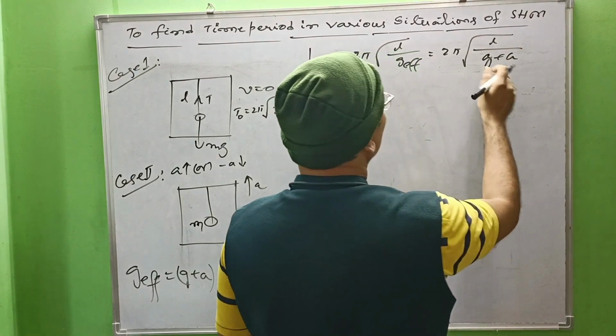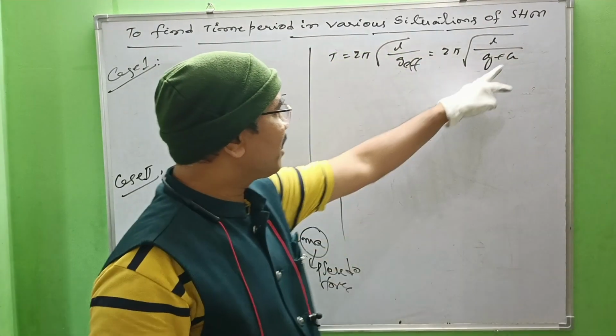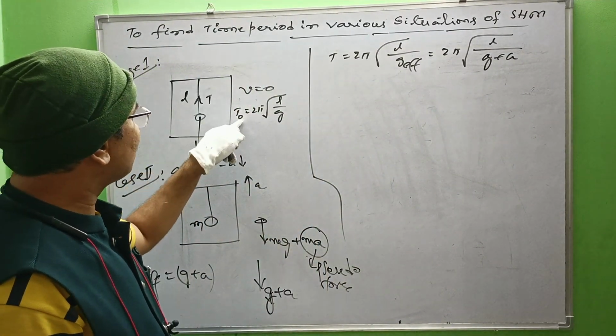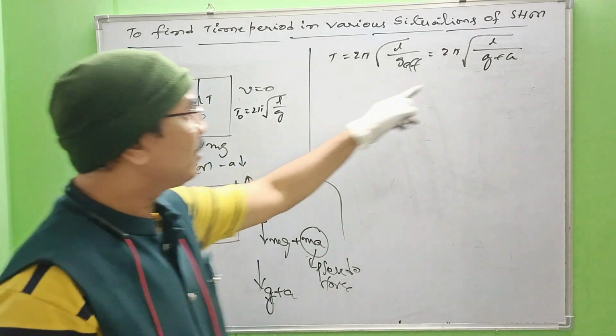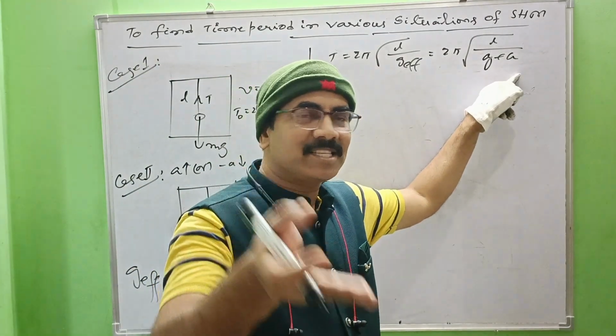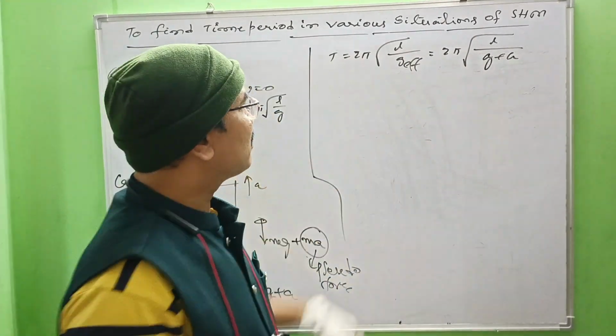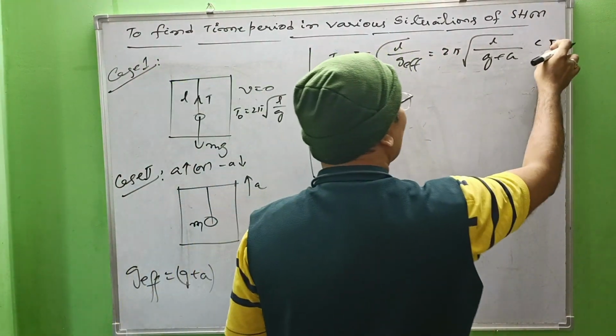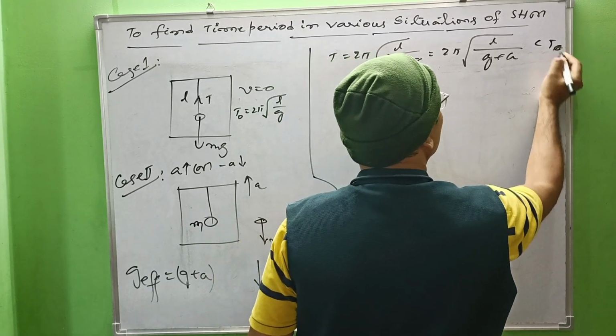So the time period, is it increasing or decreasing? See, the denominator increases when compared to the previous value. When the elevator is at rest, this is T naught equal to 2 pi root L by g, but here it is g plus a, the denominator increases, which implies that the time period decreases. So T is less than T naught, right? So T is less than T naught.